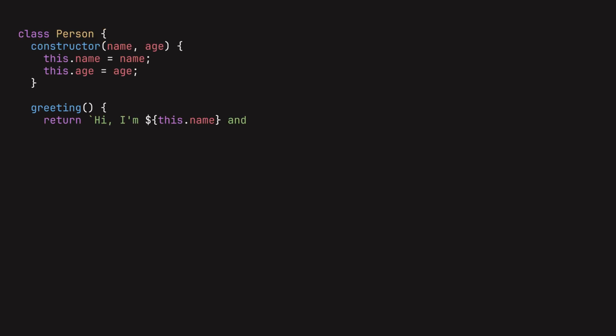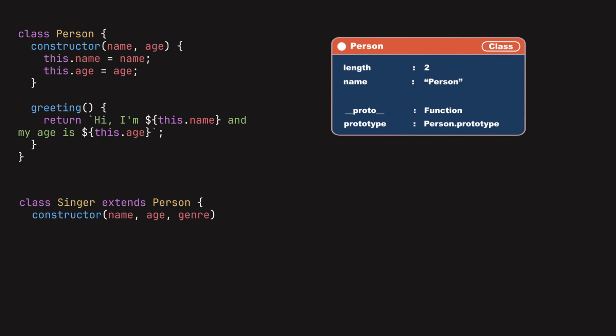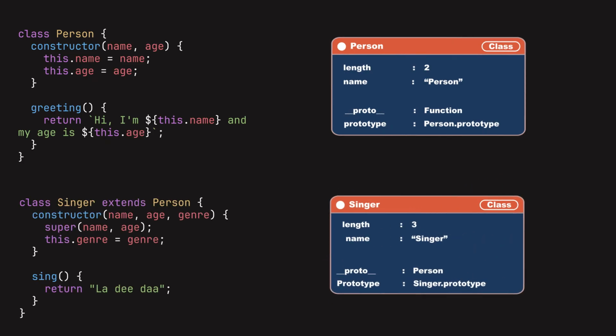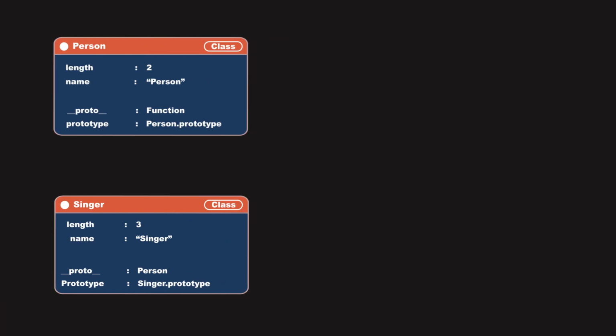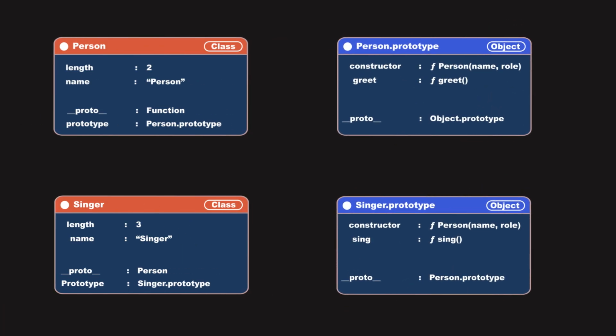To start off, let's take a look at these two simple JavaScript classes. The person class with a constructor and a greet function, and the singer class that extends person but introduces the genre attribute and sing function. As soon as Node executes these class definitions, a prototype object is instantiated for each class. So in this case, we have the person and singer classes and their corresponding prototype objects.